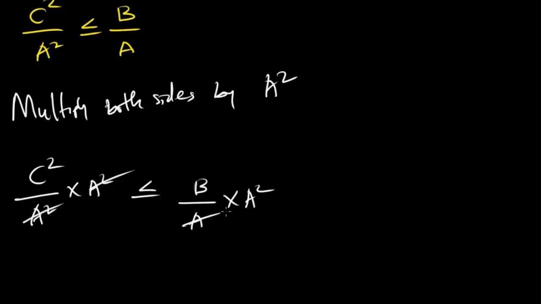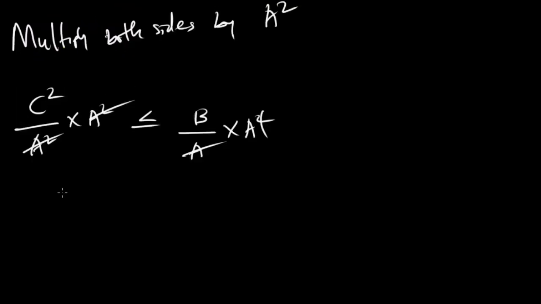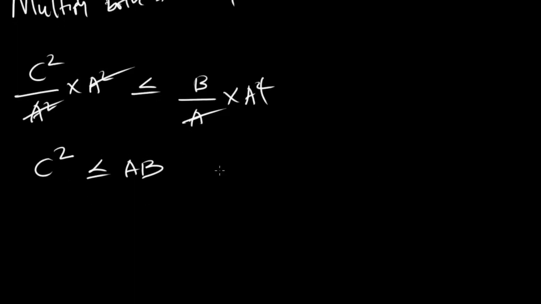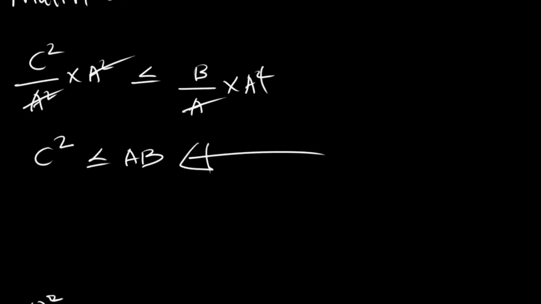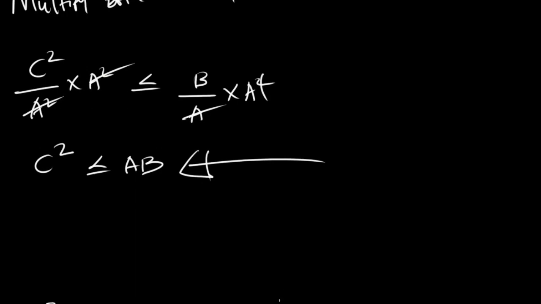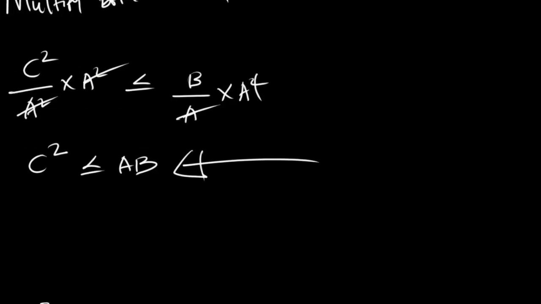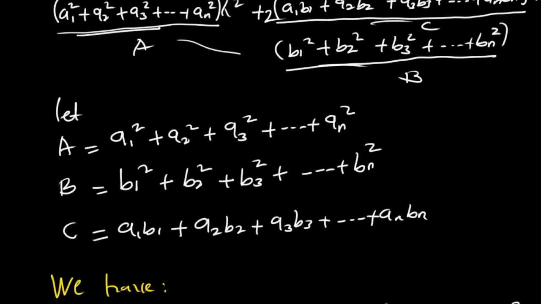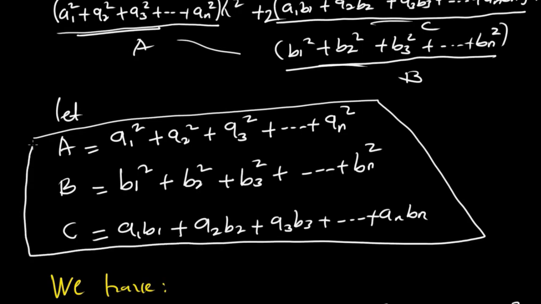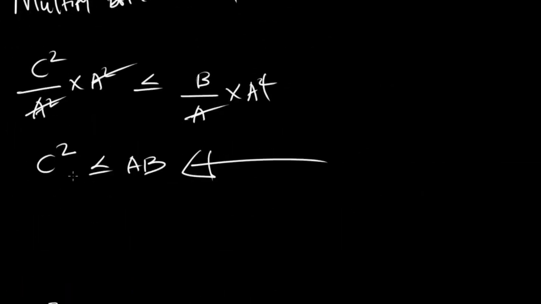So this we cancel out, and we cancel out one of the A's here, and then we are going to have C squared less than or equal to AB. C squared less than or equal to AB. So this is the expression that we are going to be working with. Don't forget, we already substituted A, B, and C to be equal to particular values. So we can now resubstitute the values of A, B, and C in this expression. We know what A is, what B is, and what C is. If you substitute the values of A, B, and C back into C squared less than or equal to AB, we should have the statement of our proof.